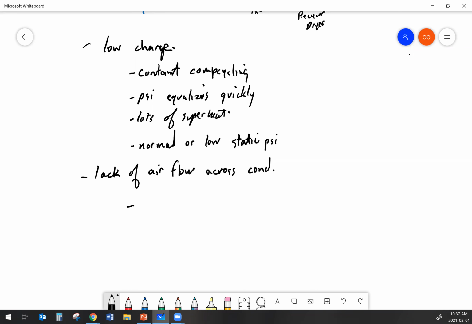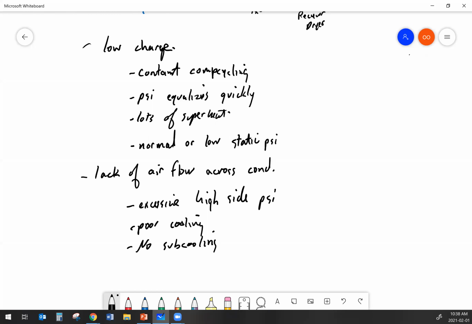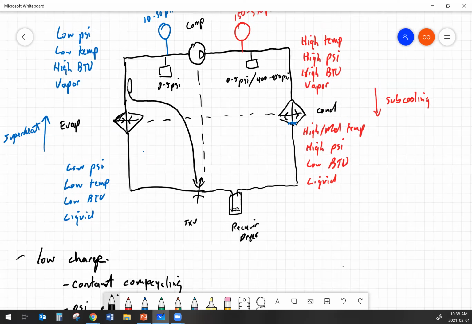Okay. And when that happens, you'll notice that on your gauges, you're going to have excessive high side pressure. Okay. You're going to have poor cooling. And no subcooling. You may end up with the compressor shutting off.